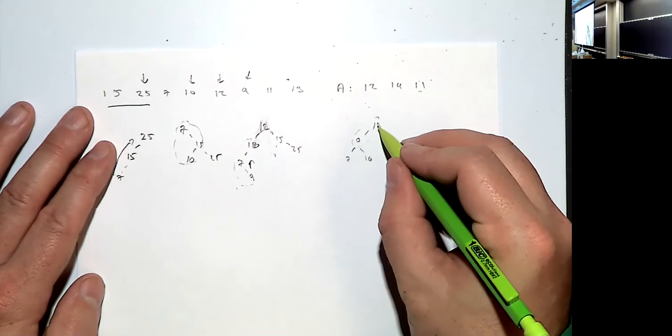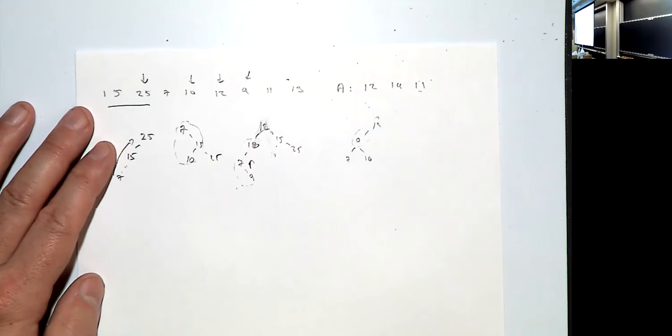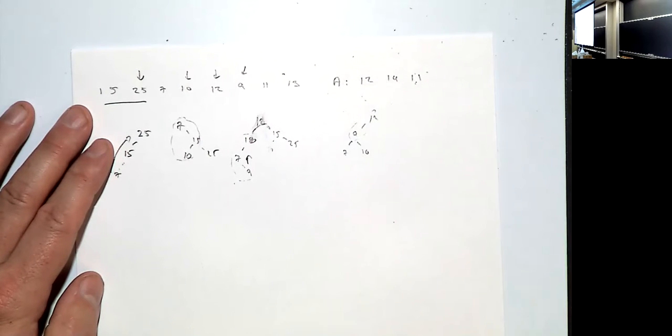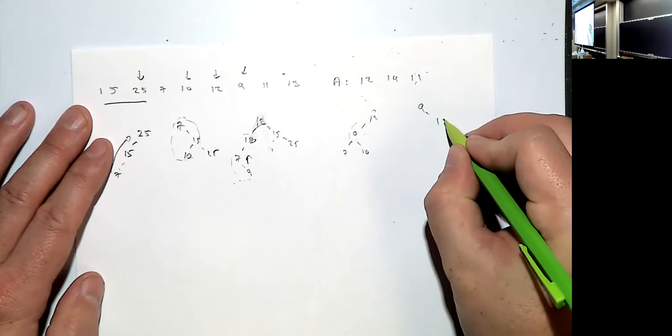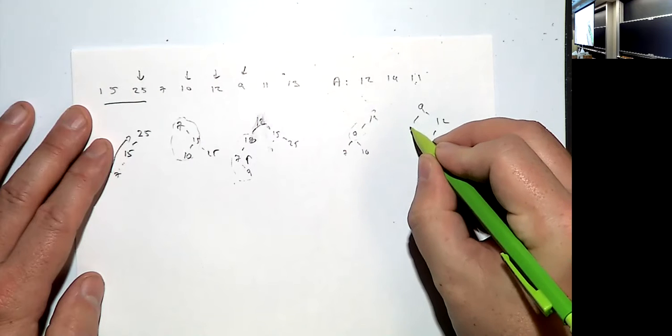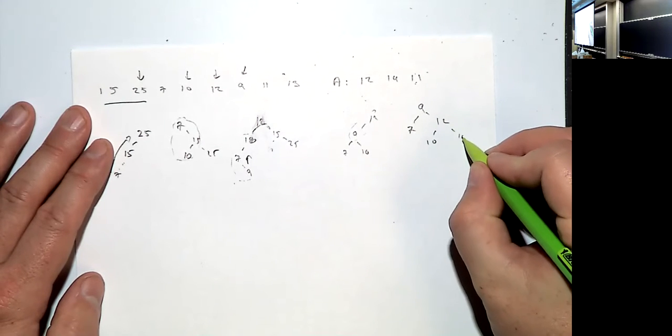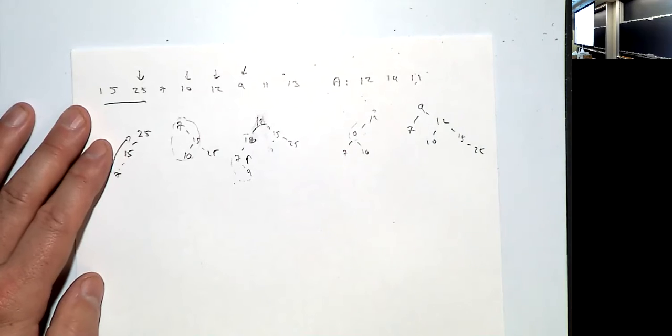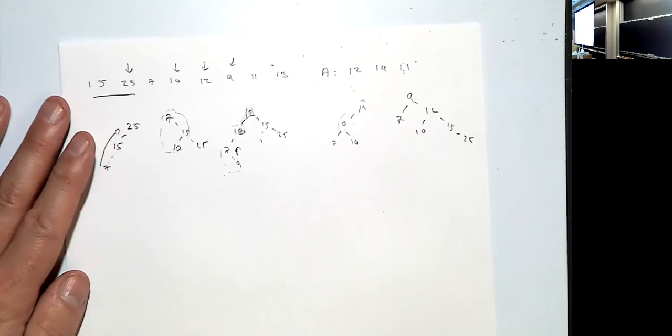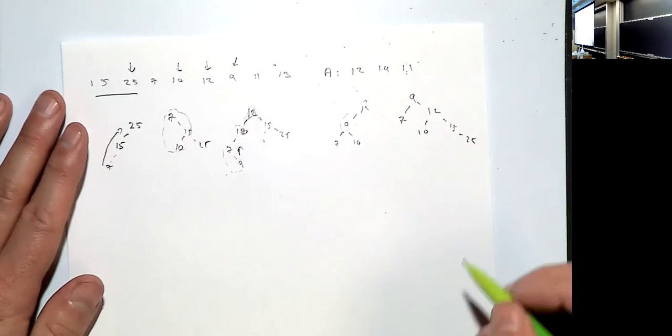And now we have a zig scenario where 12 is going to become the right child of 9, and 10 will become the left child of 12. And then everything that's to the right of 12 will remain the same. So that would be 15 and 25. So at this stage, we have everything up here to 9.